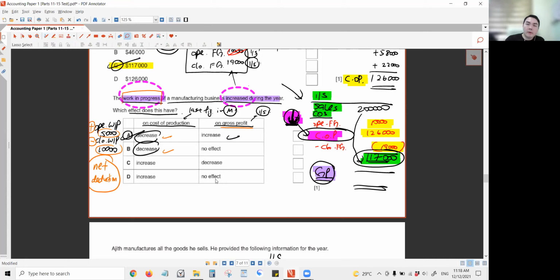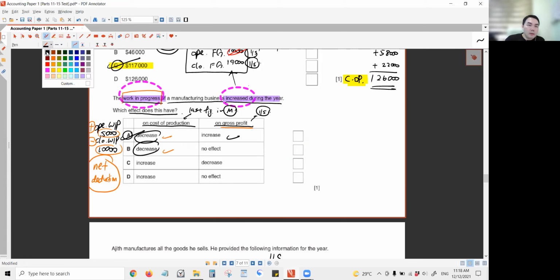Should I write down everything? Okay. So one suggestion to some of you who are slower, then you write down the number. One of you asked me why cost of production would decrease.